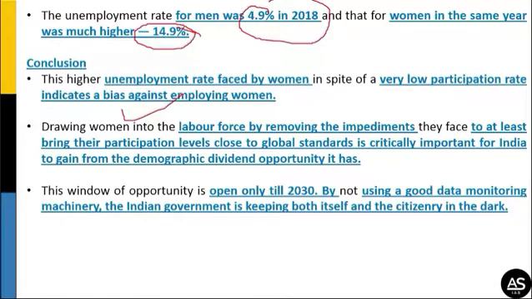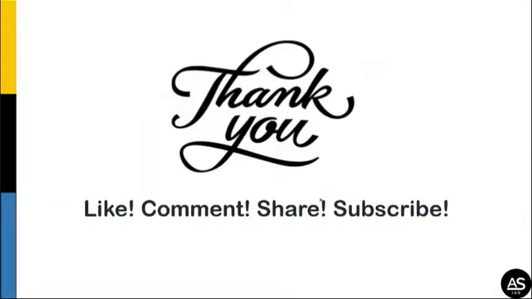Drawing women into the labor force by removing the impediments they face, at least by bringing the participation level close to the global standard, is critically important for India to gain the demographic dividend opportunity it has. This window of opportunity is open until 2043. By not using a good data monitoring machinery, the Indian government is keeping both itself and its citizens in the dark. Okay, thank you very much.